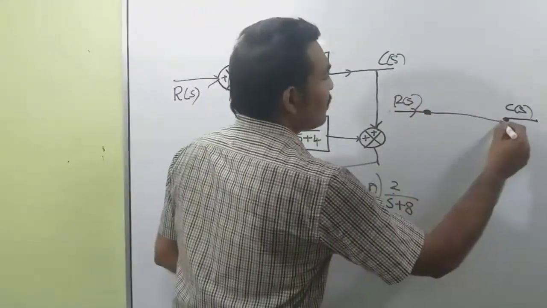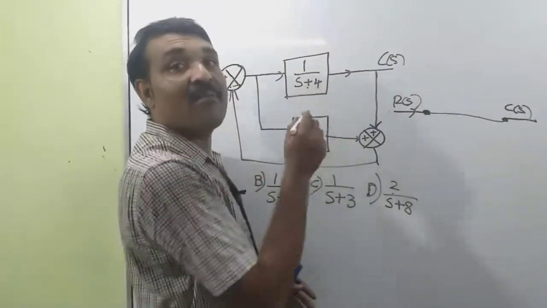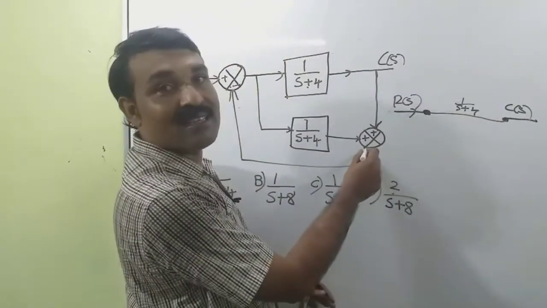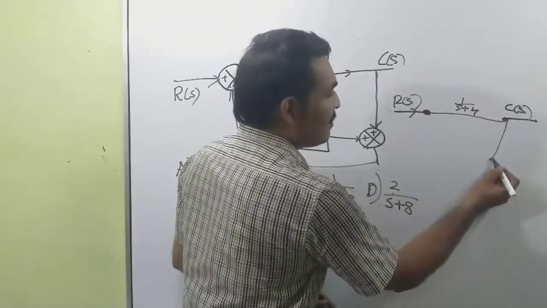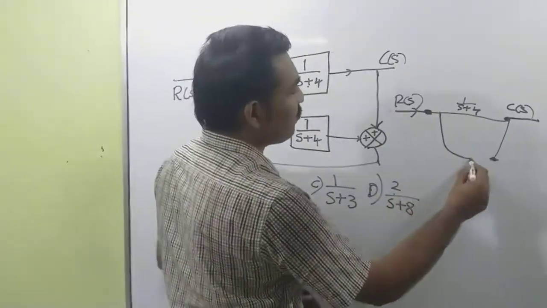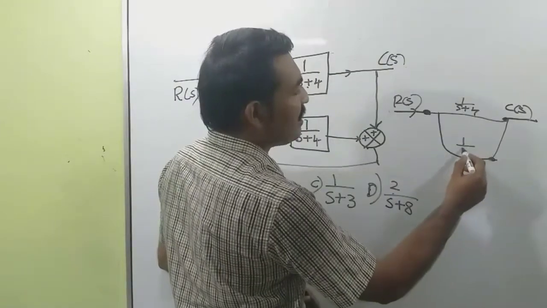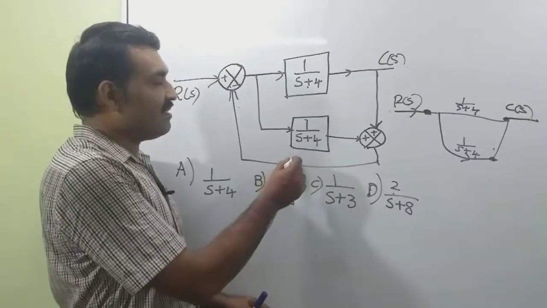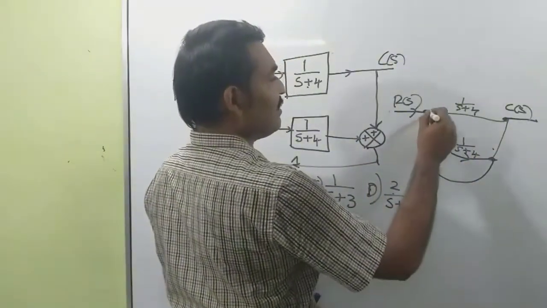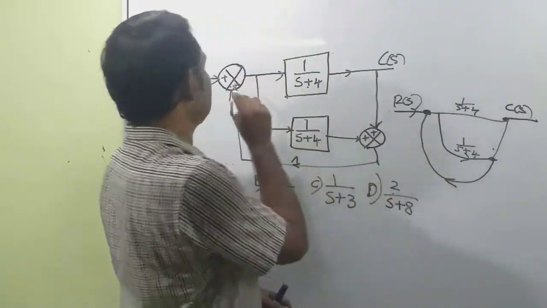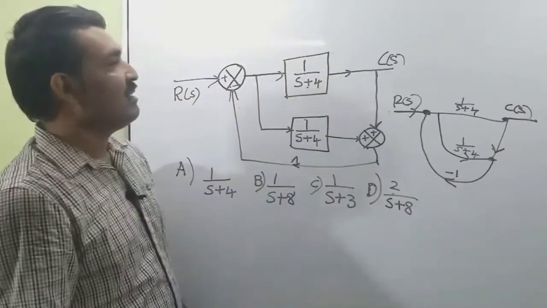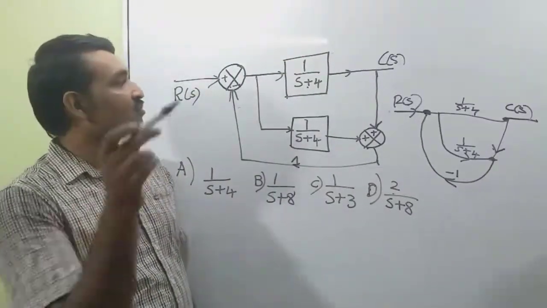Now I am drawing this. In this path we have a gain of 1 by s plus 4. Now this summing point is replaced by a node. From here we have a path, and the gain of the path is 1 by s plus 4. It is a feedback path having a gain of 1, so we can draw that path like this. This is a negative feedback, so the gain is minus 1. This represents the signal flow graph of this block diagram.